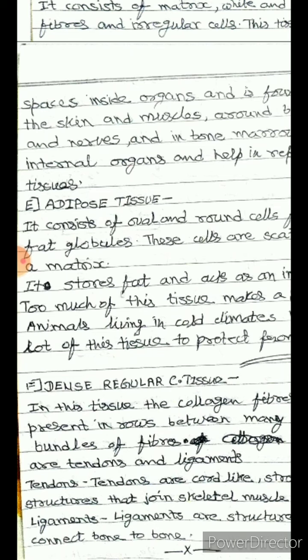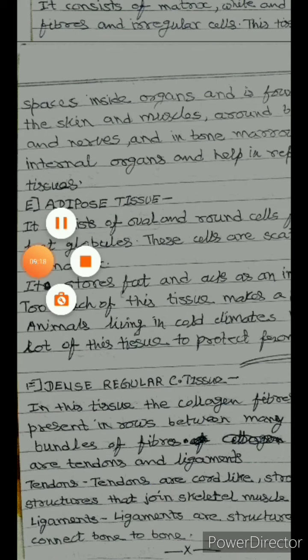In this tissue, the collagen fibers are present in rows between many parallel bundles of fibers. Examples are tendons and ligaments. Tendons are cord-like, strong, inelastic structures that join skeletal muscles to bone. Ligaments are structures which connect bone to bone.